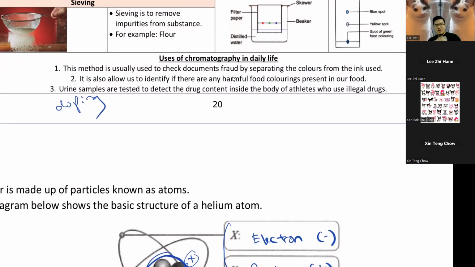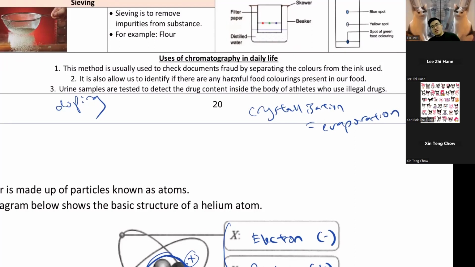Evaporating, okay, those that I didn't mention are either too easy or just not in the Cambridge syllabus. Centrifugation is the one for blood, the one where you need a machine. So I'm not going to mention that. Crystallization and evaporation are more or less the same. Centrifugation is not our thing unless you go for biology next time.